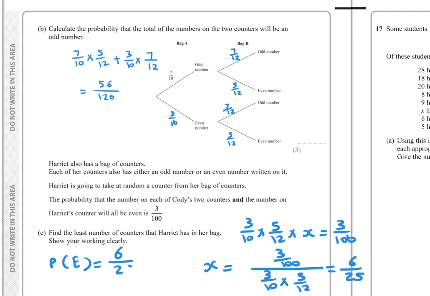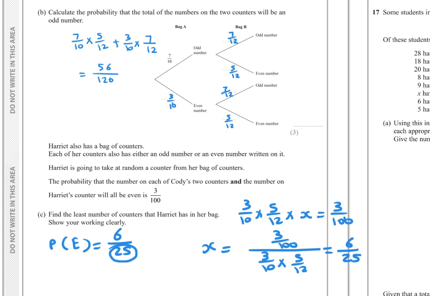So the least number is the denominator, which is 25, the least number of counters that Harriet has in her bag, because this fraction is in its simplest form. So the least number is 25. This fraction should be in the simplest form to find the least number.